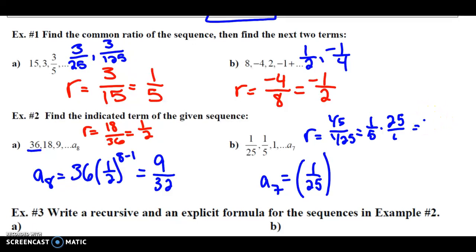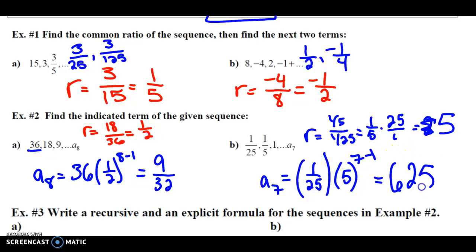25 divided by 5 is 5. So my ratio is 5, n is 7 minus 1. We'll put this in our calculator and get that the seventh term is 6/25.